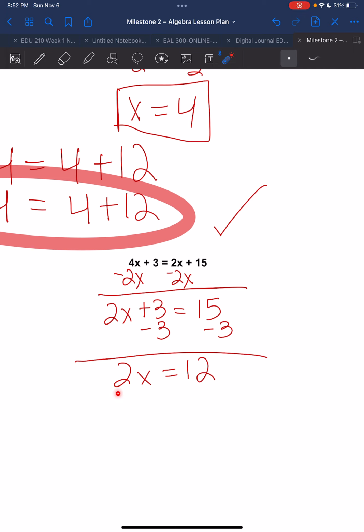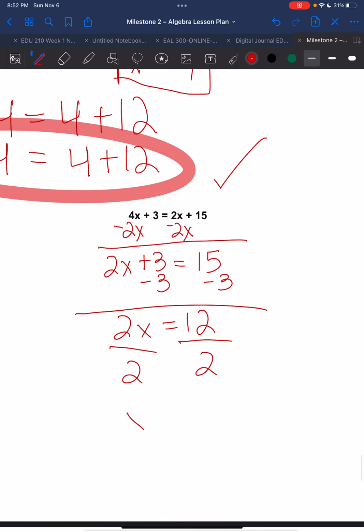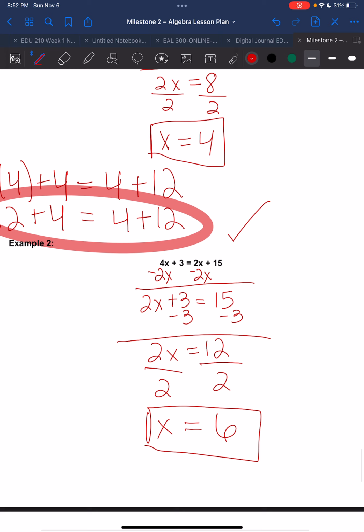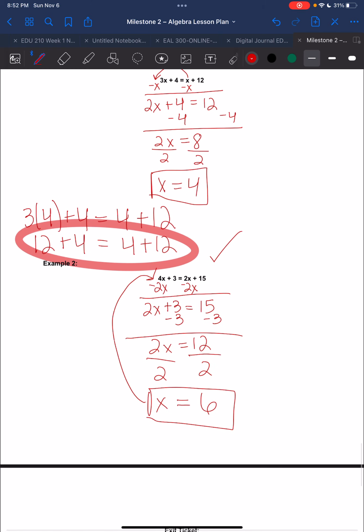The number next to the variable right now is multiplying. To get it by itself, I am going to have to divide by 2. Whatever I do to one side, I do to the other, and I receive x equals 6. Once again, you want to go ahead and plug in your variable into your equation to see if your answer is correct.